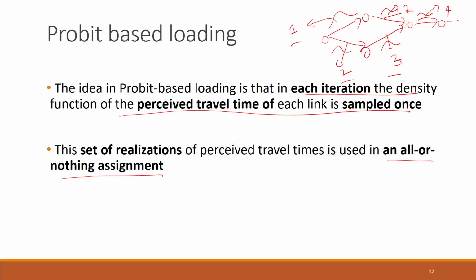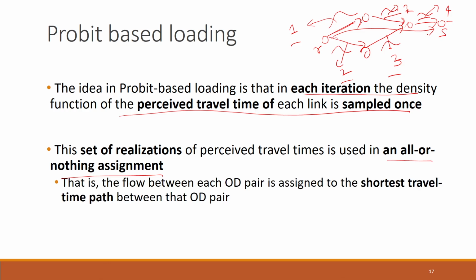Now suppose this is the origin R and this is the destination S. We can then do all or nothing assignment here, because we now know that there will be one path which is the shortest. For example, the top path is the shortest because 1 plus 3 is less than 2 plus 3. So we can assign all of the flow that we have to this path in this iteration of the algorithm. So the flow between each OD pair is assigned to the shortest travel time path between that OD pair.